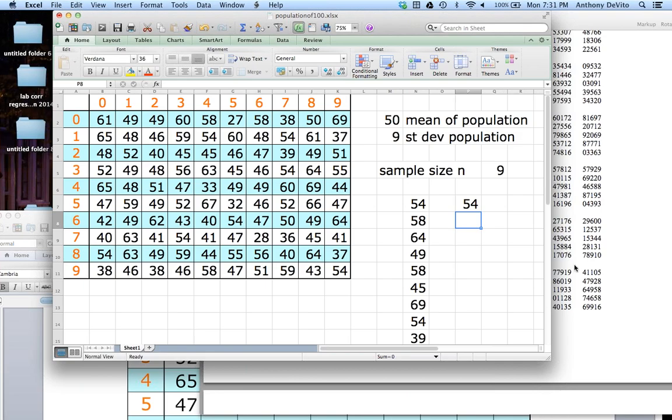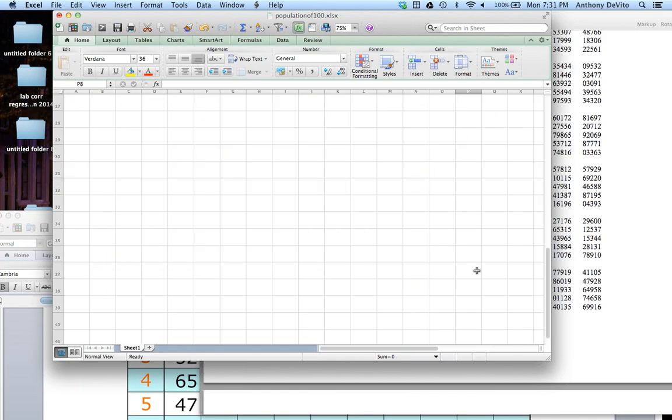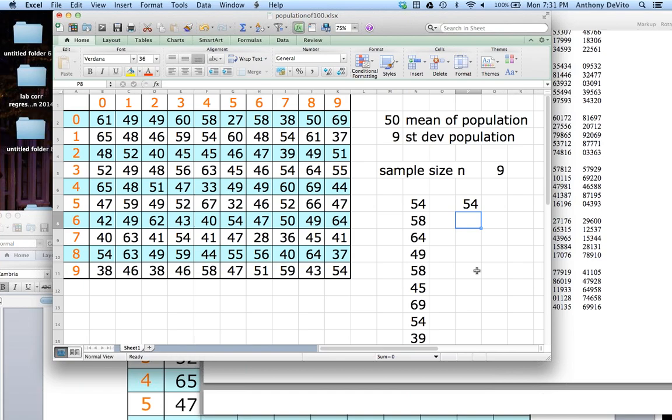Okay, there's no right or wrong answer here. You're just going to randomly select 9 numbers, using that random number table, from this population, and just echo them back in the chat box.